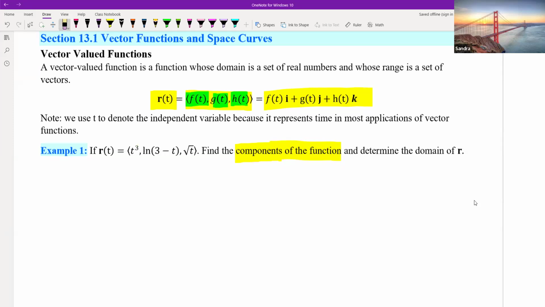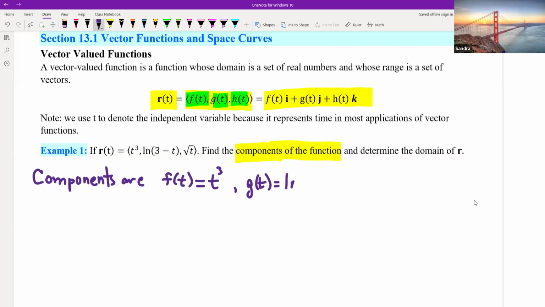Okay, let's go ahead and write that down now with words. So then we have the components are f of t equals t to the third power, g of t equals ln of 3 minus t, and the last component, h of t, is equal to the square root of t. Those are the components of your vector function.